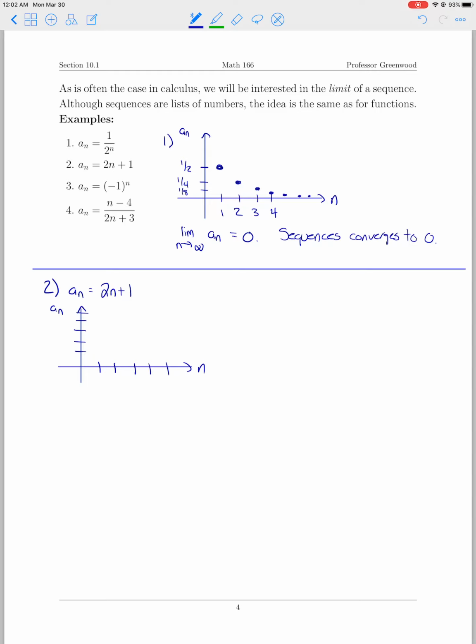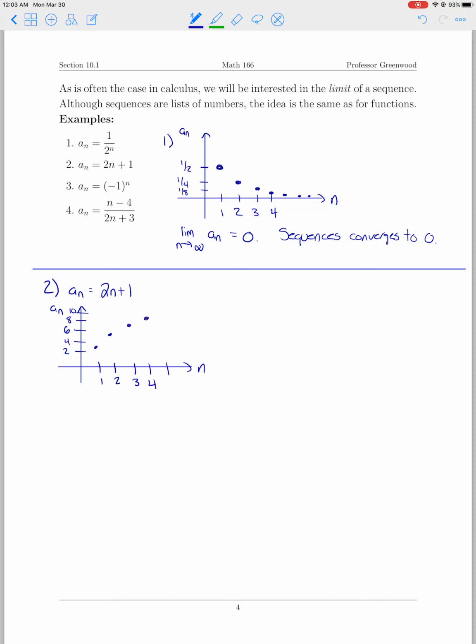When I plug n equals 1 into this formula, I end up with 3. Maybe I'll let the axis go up by 2's, just so I have more room. When I plug in n equals 1, I get 3. When I plug in n equals 2, I get 5. When I plug in n equals 3, I get 7, and so on. And for 4, that'll be a 9.